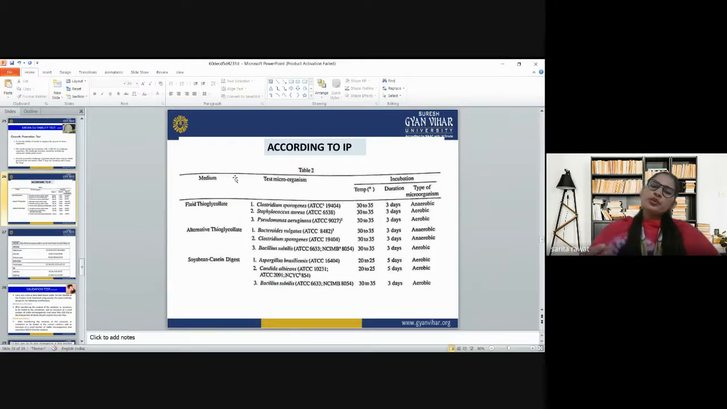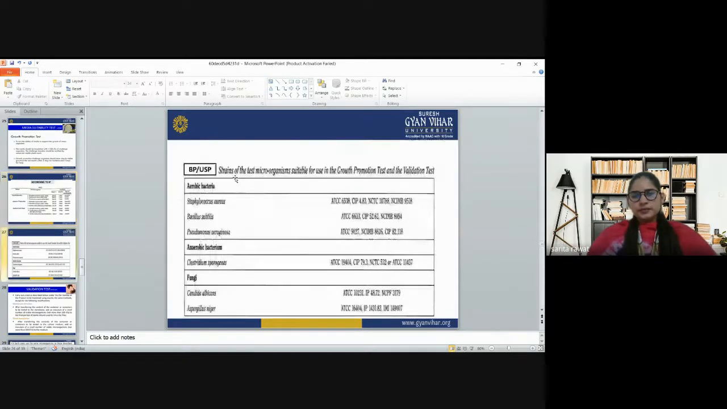What media we use, what test organism we use, what temperature we have to set, what the duration of time is, and the type of microorganism. Now, according to the BP and USP, the strain of the test microorganism suitable for use in the growth promotion test and the validation test.